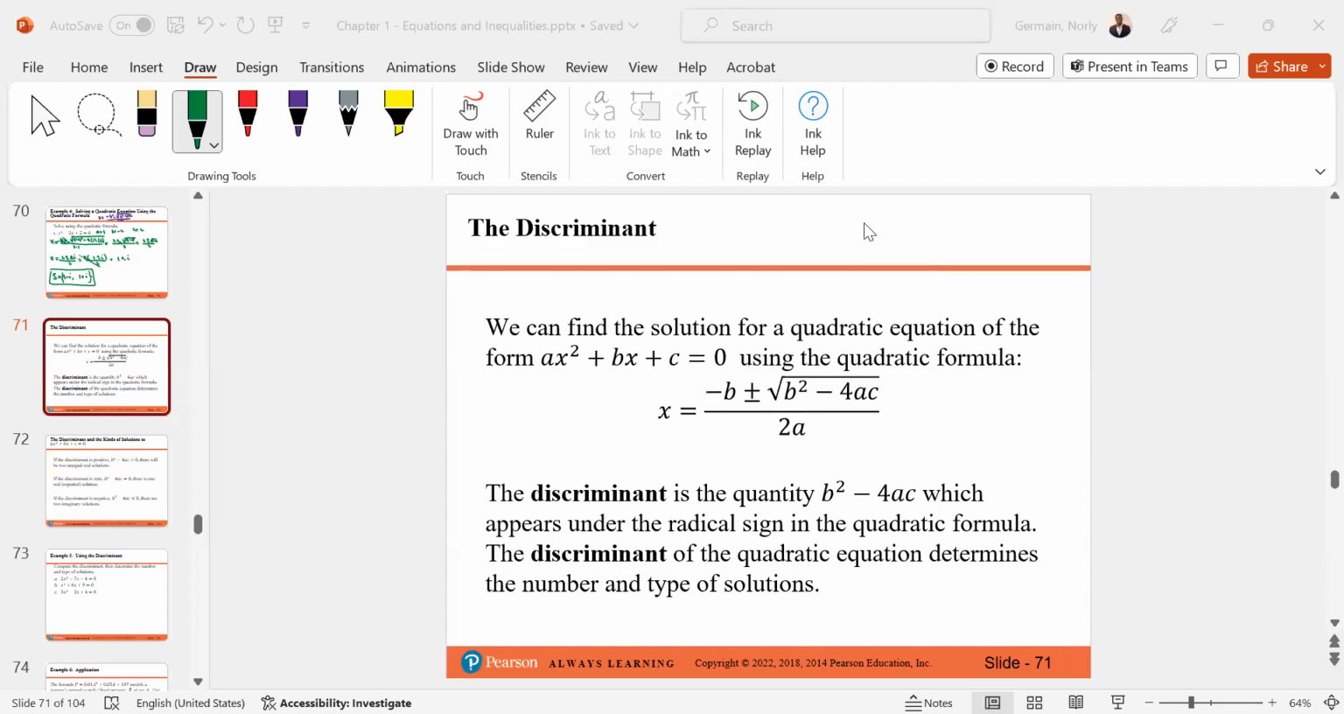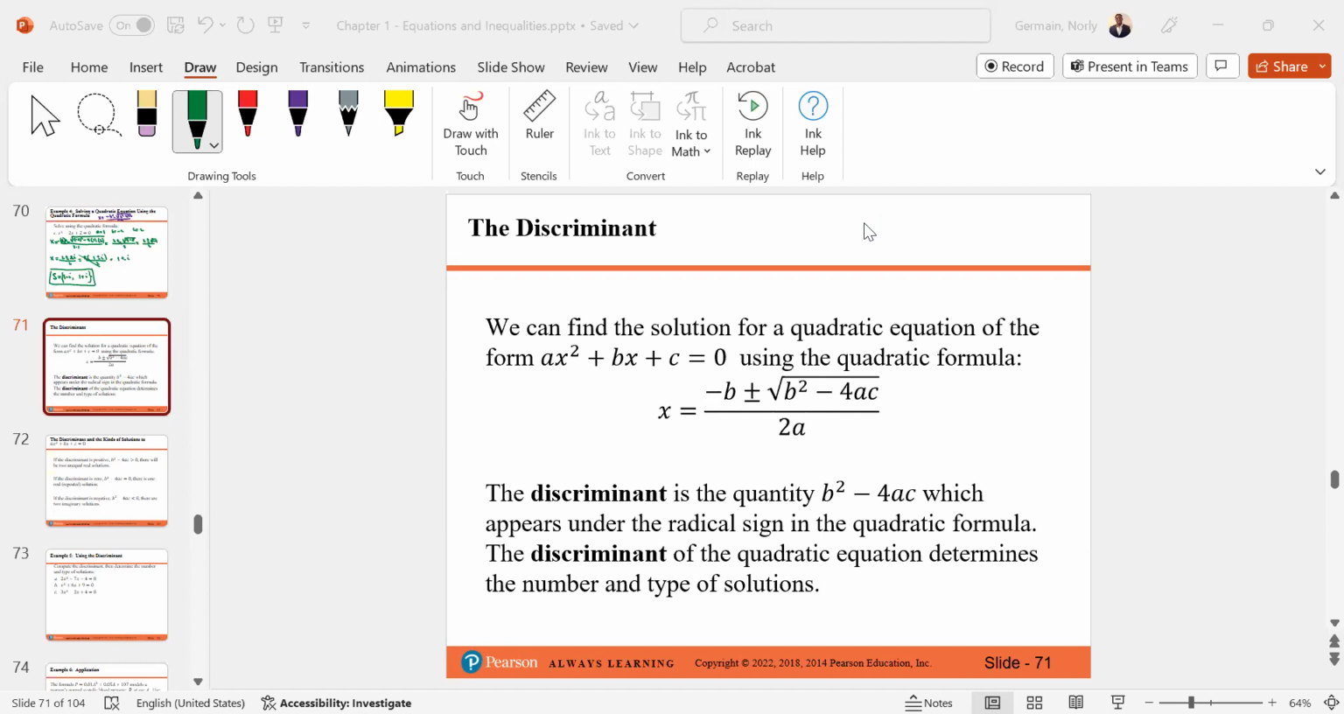Hello everyone. We come back to complete 1.5 quadratic equations. We already went over different methods on how to solve quadratic equations: factoring, square root property, completing the square, and quadratic formula. In this video, we're going to focus on something very specific.